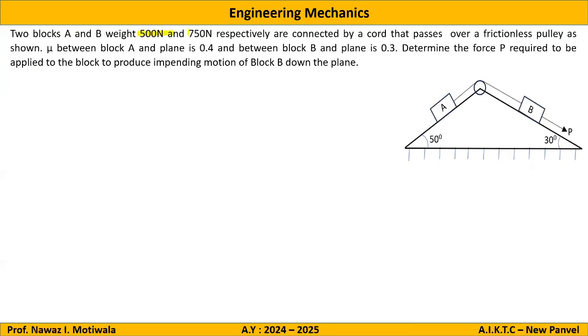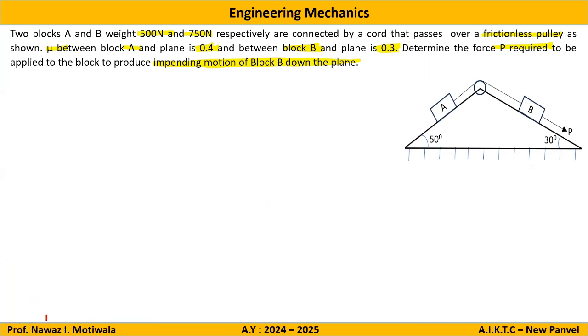A and B, 500 Newton and 750 Newton respectively, are connected by a cord which is passing over a frictionless pulley as shown. Mu between block A and the plane is 0.4 and between block B and the plane is 0.3. Determine the force P required to apply it to the block to produce the impending motion of block B down the plane. So in this type of problems, the important thing is to determine the direction of motion for both the blocks so that we can make the friction force correctly.